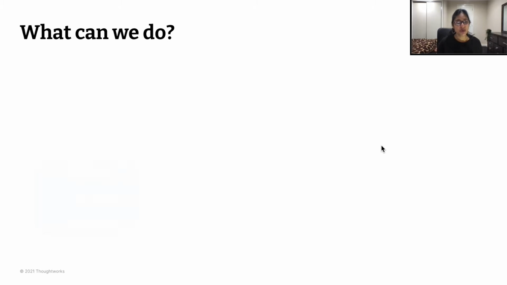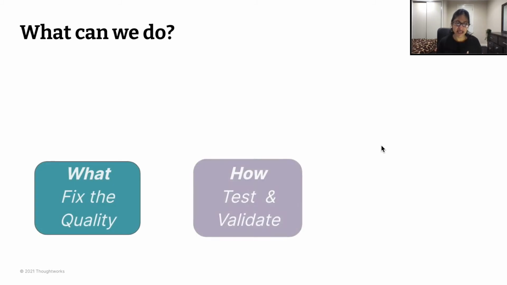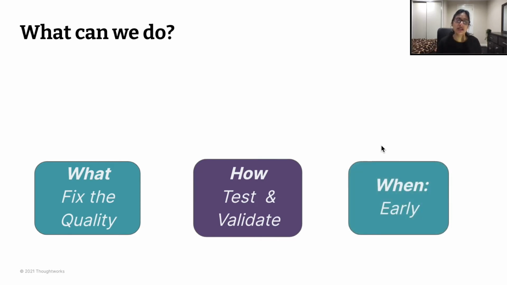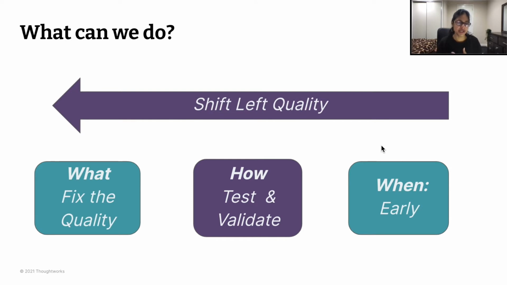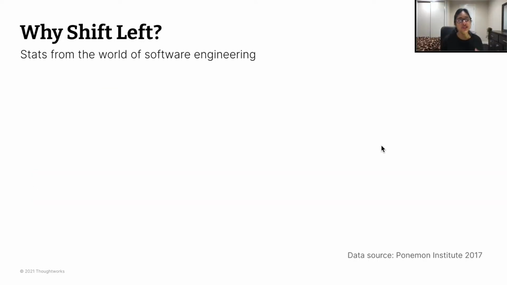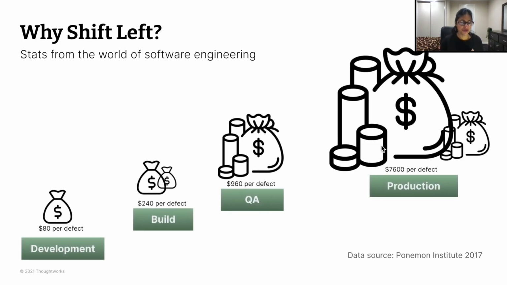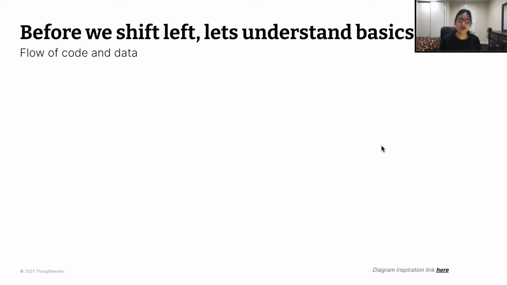So what can we do? Definitely we have to fix the quality by testing and validating, and validating and testing early. And this is what is called shifting left the quality. Why are we saying that shift left works? These are some of the stats from the world of software engineering. As per this, if we find a defect early in the development life cycle, it can cost us 100 times less as compared to a defect which we find in production. So it's clearly evident that shifting left works.